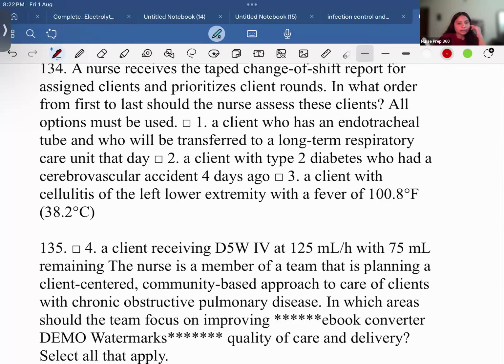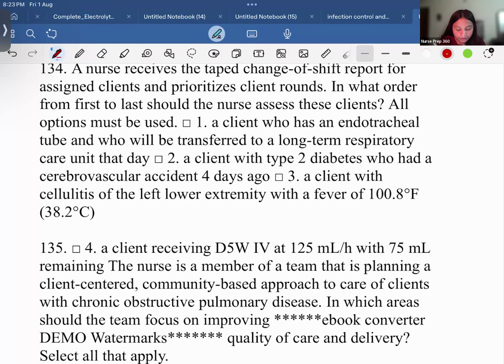So the answer is going to be 1, 3, 4, 2, because fever is a priority, vitals are a priority. Why 1? Because the patient has an endotracheal tube, so it is respiratory. So I kept my respiratory as a priority, so I will assess the endotracheal tube first.